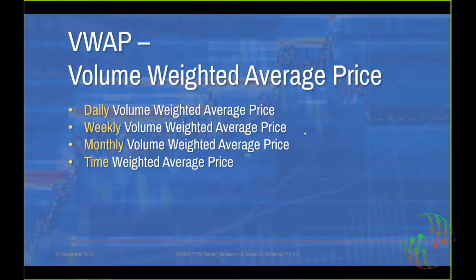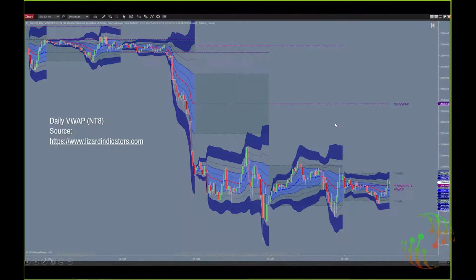If the price is below the VWAP, then mostly we will have a negative day. If the price is above the VWAP, most of the time we will have a positive day. Now when we are talking about VWAP, I'm talking about daily, weekly, monthly and time-weighted average price. Maybe you know that, so I don't want to waste your time with that.